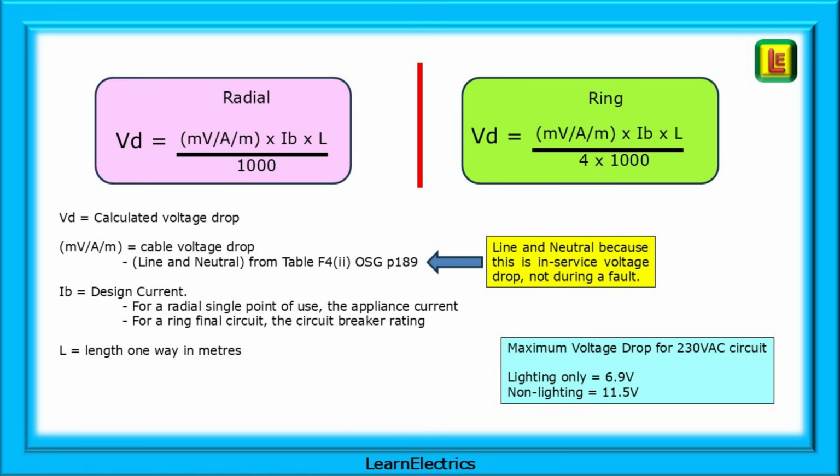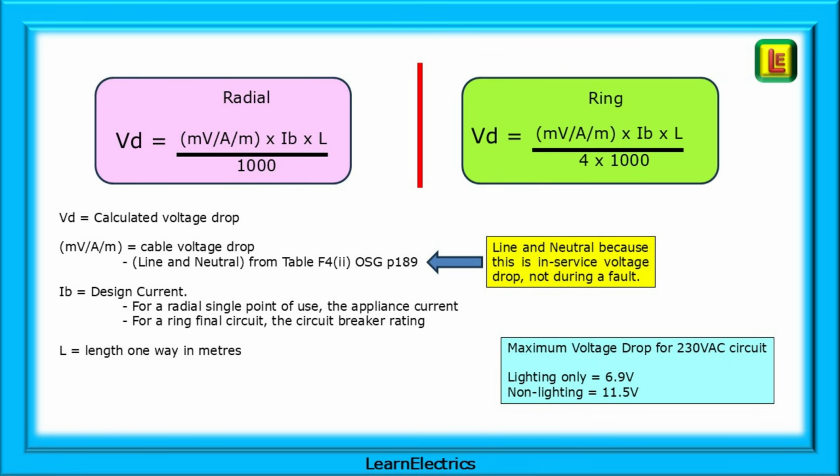For both types of circuit, we multiply MVAM by IB and then by L. Then for a radial circuit, we divide by 1000, but for ring circuits, we divide by 4 multiplied by 1000, or 4000, for the same reason that we divided little r1 added to little r2 by 4 earlier.